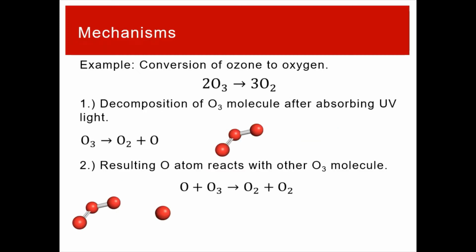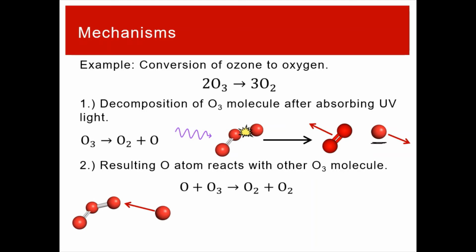So we're going to break this down into steps. The steps that we could propose is that we would get decomposition of one O3 molecule after absorbing some ultraviolet light. So some light comes in, it collides with the O3 molecule, and then one of its bonds breaks, and you get an O2 molecule and an O atom. So we make an O atom. This is a new species that's around, and this O atom can then react with something else. The O2 molecules will leave because they're products of the first elementary reaction.